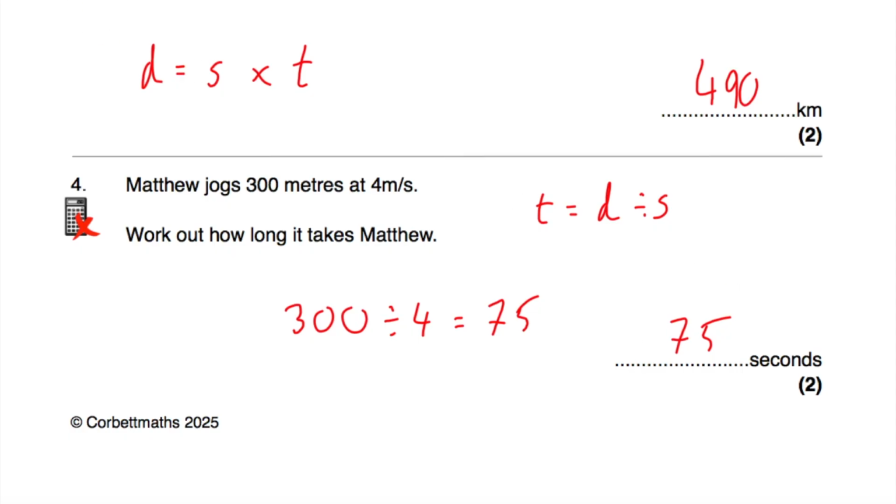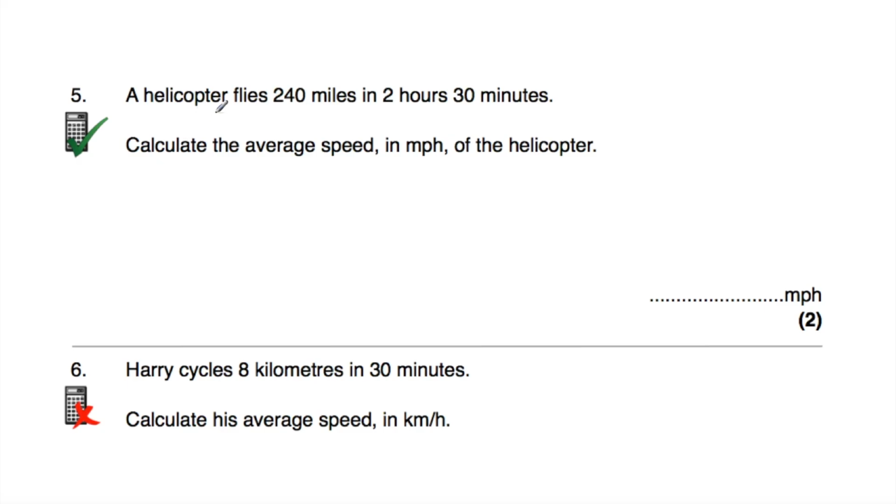Okay, let's look at our next question, question number 5. So question number 5 says a helicopter flies 240 miles in 2 hours 30 minutes. Calculate the average speed in miles per hour of the helicopter. Okay, so we want to find the average speed of the helicopter. So if we want to find the speed of the helicopter, the speed would be equal to the distance divided by the time. So if we divide the distance by the time taken, it'll tell us the speed.